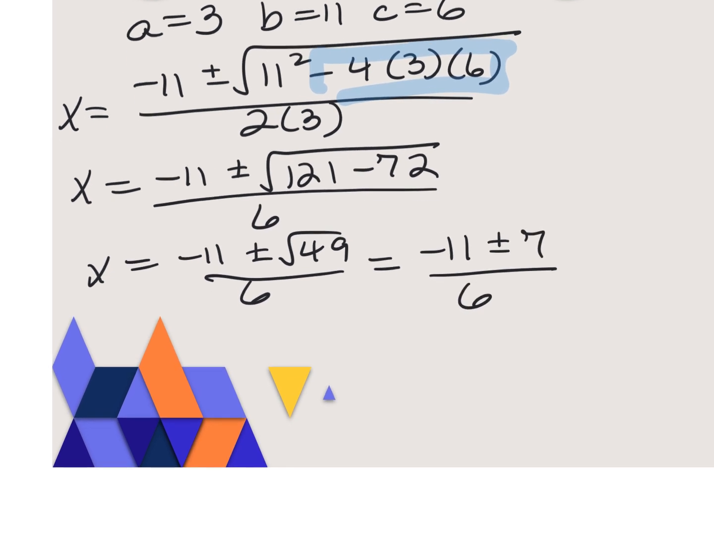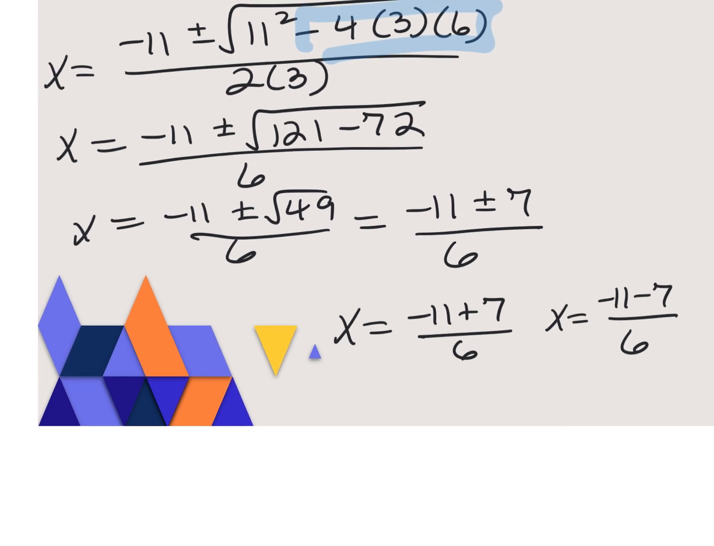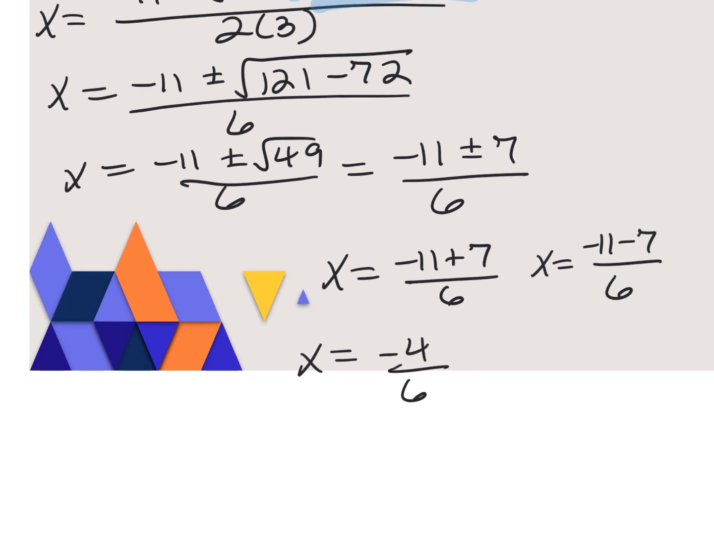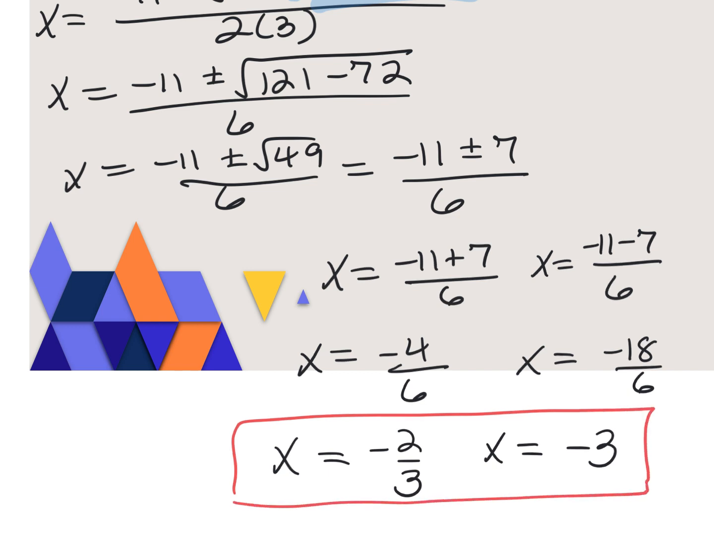I got to make my two problems. So x equals negative 11 plus 7 divided by 6, and negative 11 minus 7 divided by 6. I'm going to go ahead and do the subtraction in the numerator. Negative 11 plus 7 is negative 4 over 6. This will simplify to negative 2/3. The other one, negative 11 minus 7 is negative 18 divided by 6. And then negative 18 divided by 6 is negative 3. So your two solutions are negative 2/3 and negative 3.